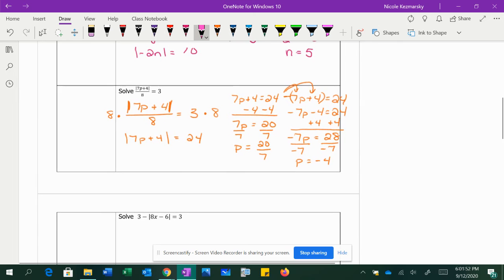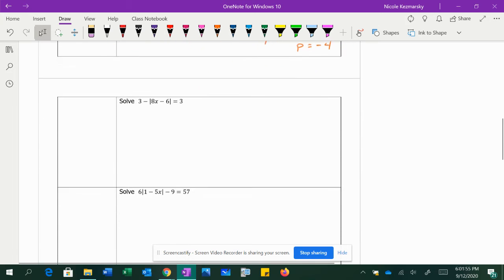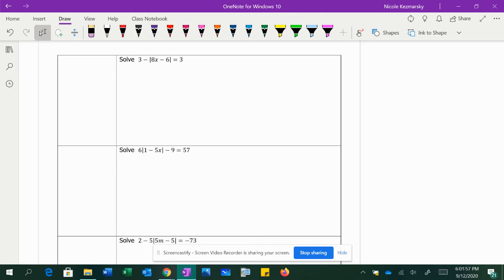Next page. The next one is very similar to the one 2 examples before. So I've got this negative here. That's really a negative 1. Whoops, that made it look like a plus sign. So that's really a negative 1, and that's getting multiplied by the absolute value. So I'm not going to move that first. I'm going to move the 3 first by subtracting. And so I'm going to get negative absolute value of 8x minus 6 equal to 0.